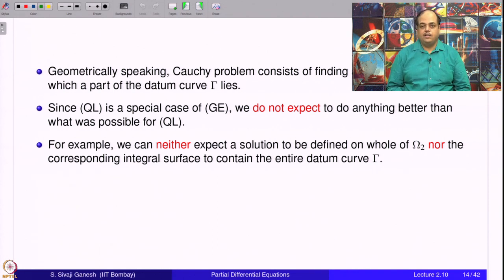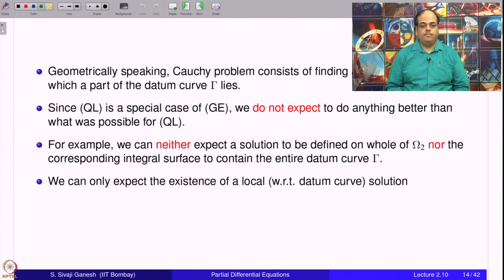Similarly, we cannot even expect solutions which are global with respect to the datum curve, because that is not true for QL. So, same thing holds here. So, we can only expect the existence of a local solution with respect to datum curve. This is what we have proved for the quasilinear equation and the corresponding Cauchy problem. Therefore, we can expect this for Cauchy problem for GE as well.